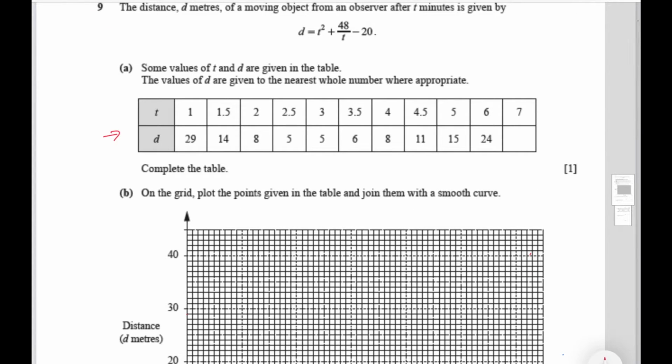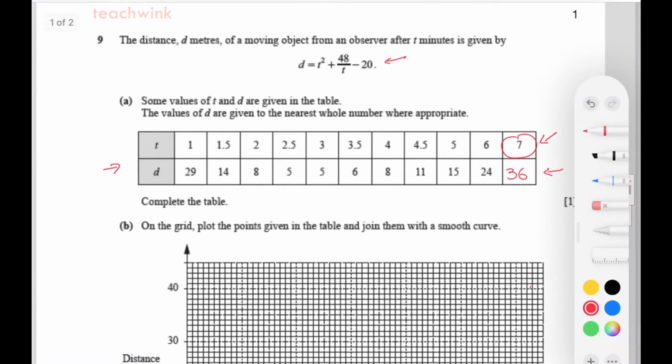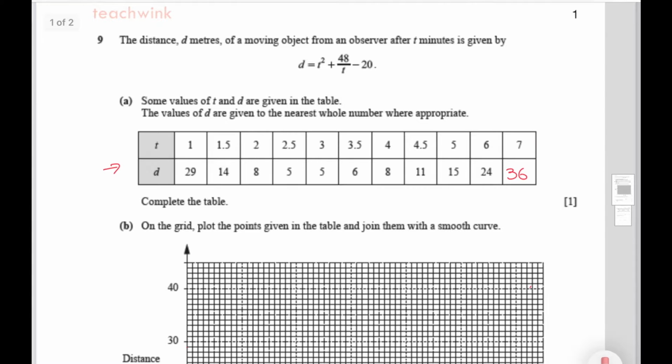It says complete the table. So we have to find this value of d for this value of t. How do we do that? We plug this value of t into this equation. 7 squared is 49 plus 48 over 7 minus 20. This gives us 35.8. If we round this off, we get 36. Okay, let's remove all the other marks. So it's a neat and clean question.